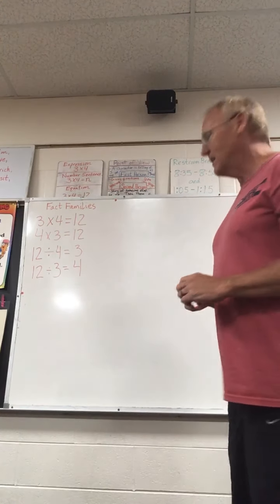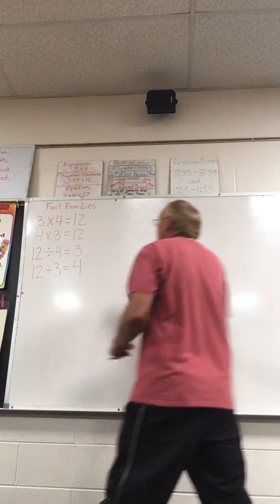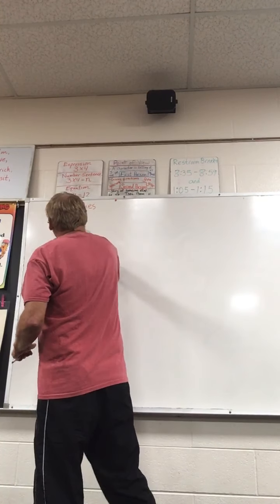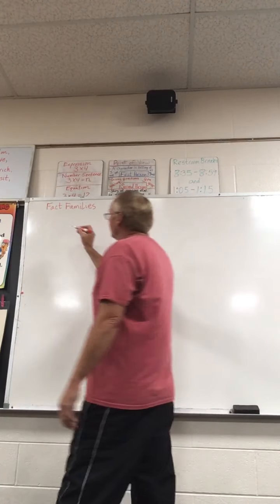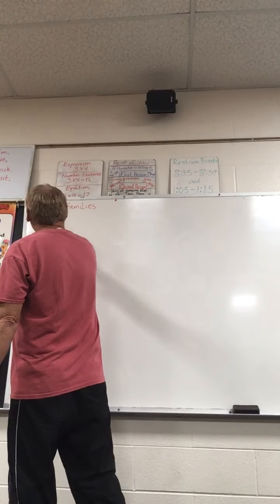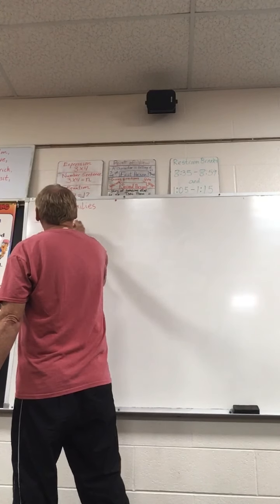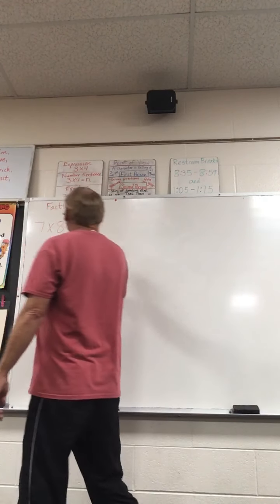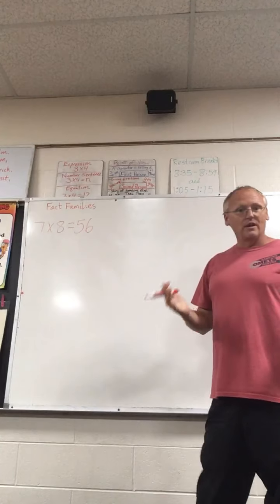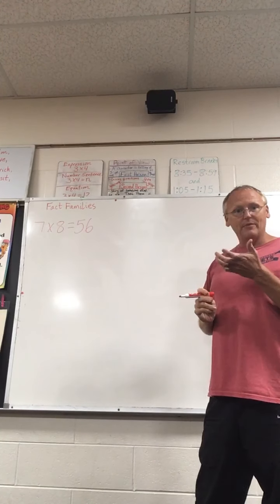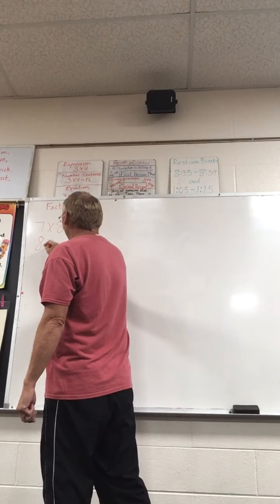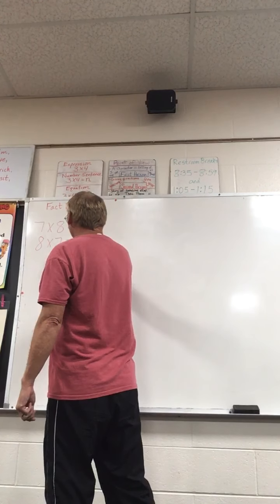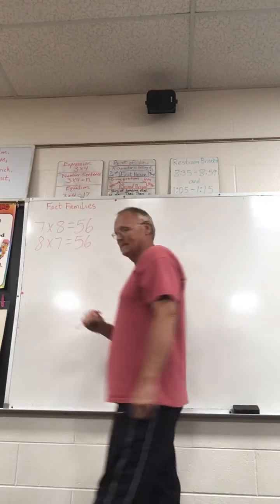So let's go ahead and try another one. Let's do 7 times 8. So 7 times 8 equals 56. Now let's do the other multiplication one. Flip-flop the 2 factors. 8 times 7 equals 56.